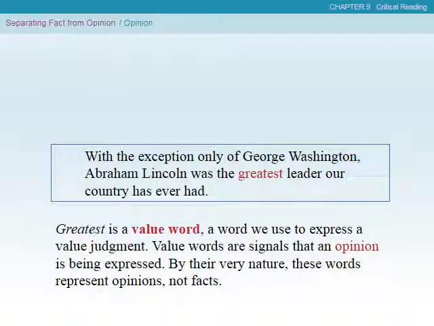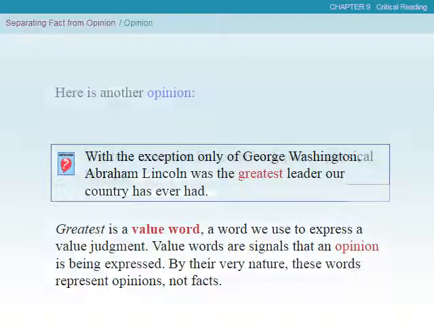So it's used to express a value judgment, and whenever you're expressing a value word, that's signaling that an opinion is being expressed. By their very nature, these words represent opinions, not facts. Whenever you say best, better, worst, these are all considered opinions.